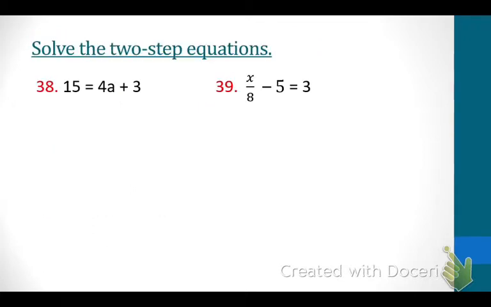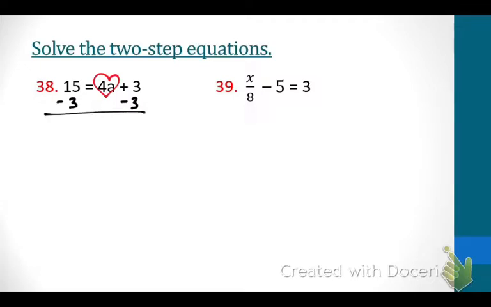Okay, for the next one, we have solve the two-step equations. Zariana, we are trying to solve for A. Who is A's best friend? 4. So we're going to keep this together. Don't touch that. So Zariana, what should I get rid of first? The plus 3. How do I do that? Minus 3. Minus 3 on both sides.